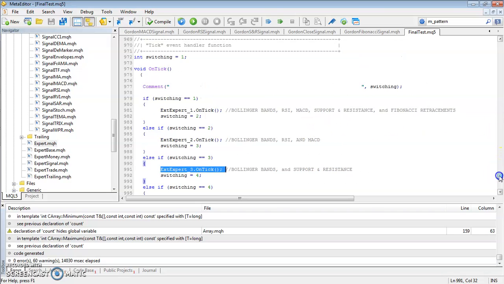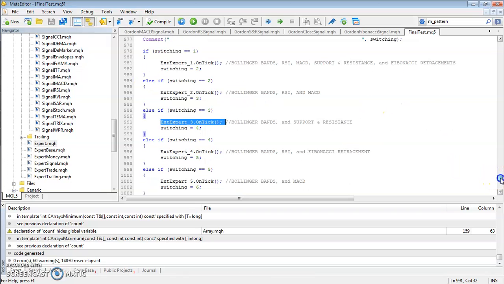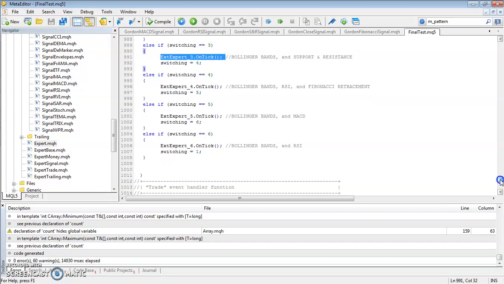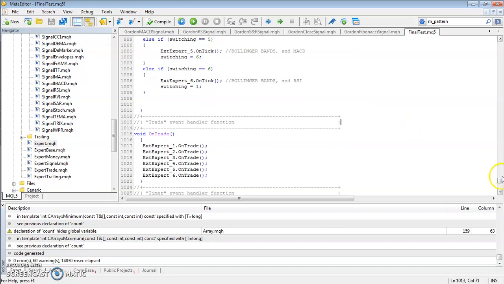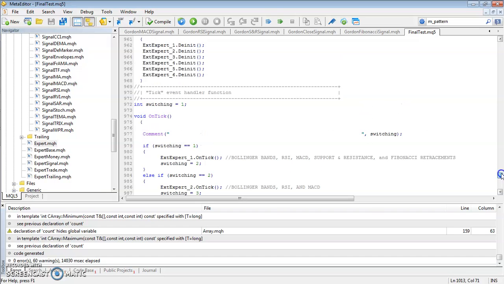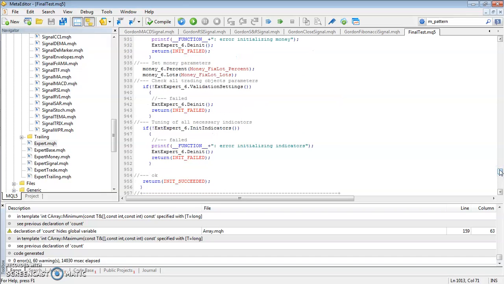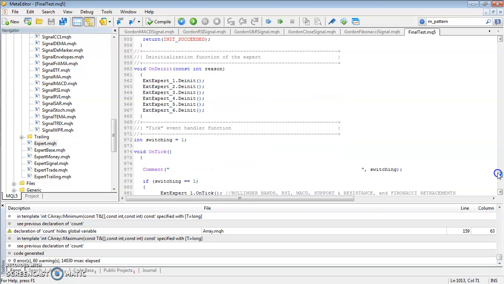So I fixed that bug by making this, and it seems to be working perfectly fine. And that's pretty much it, based on the code that we've developed.